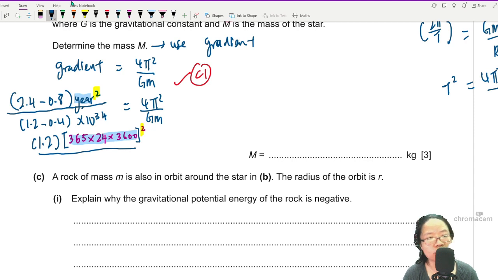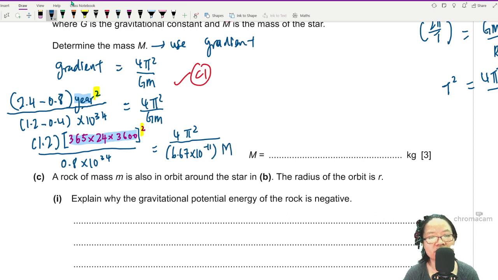Okay, so 1.2 minus 0.4 will be 0.8 times 10 to the power of 34. I can substitute everything already. Here is 4 pi square. G is 6.67 times 10 to the power of negative 11. And you can find the value of m.